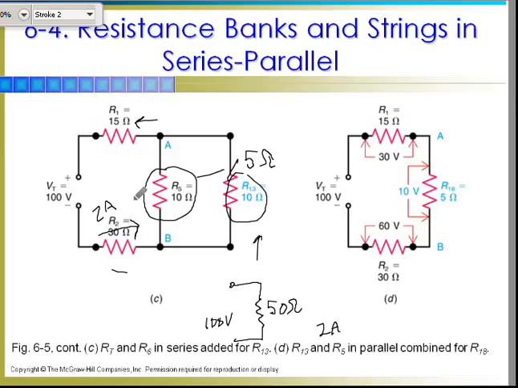Now I can start working my way back out. 2 amps times 30 ohms, I've got a 60 volt drop there. 2 amps across the 5 ohm, I've got a 10 volt drop there. And of course, 2 amps across the 15, I've got a 30 volt drop there. Now I can start expanding that circuit out.